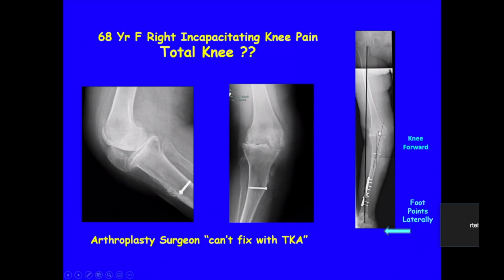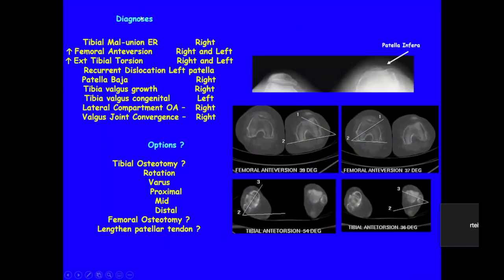But if we look at the knee straight ahead, we're looking at almost a lateral radiograph of the foot, which suggests she has rotational deformity as well, and she clearly has severe valgus. So in preparation for a total knee, we tried to do the simplest thing. But going over the diagnosis, she clearly has a malunion and external rotation of the right tibia. She has intrafemoral inversion of both the right and left limbs. She has increased external tibial torsion, both right and left. She has recurrent dislocation of the left patella. She's got a right patella baja. She's got a valgus growth disturbance of the right tibia. She's got a congenital valgus of the left tibia. She's got lateral compartment osteoarthritis on the right, a lateral joint convergence on the right.